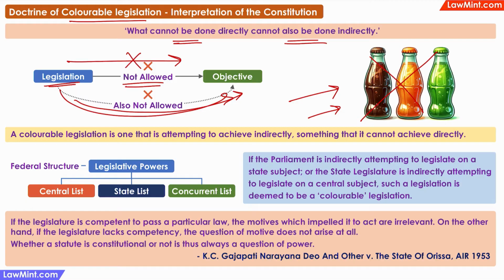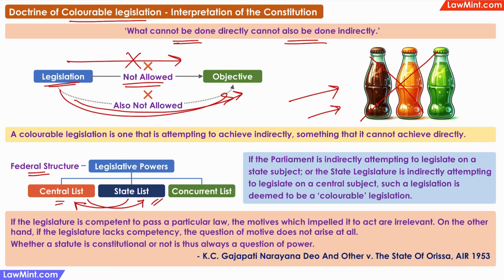From a federal structure perspective, the doctrine of colourable legislation comes down to evaluating the jurisdiction or the competency of the legislature. If the state legislature is trying to make a law that is indirectly trying to have a significant effect on a subject that is in the central list, then it is a colourable legislation. Or if the parliament is trying to make a law that is indirectly trying to have a significant effect on a subject on the state list, then it is a colourable legislation.